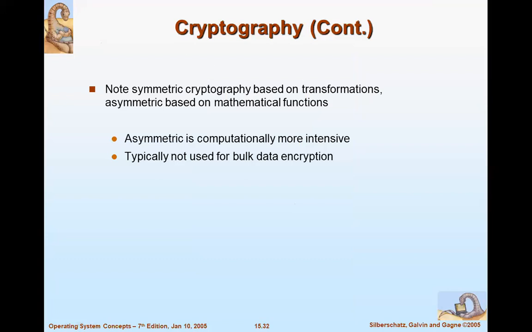Over here, note that symmetric cryptography is based on transformation, while asymmetric is based on mathematical functions. So these are the differences that we have seen. In symmetric we have seen that it is based on transformation, where we transform different entities or different digits or different alphabets into others, while asymmetric is based on mathematical function.